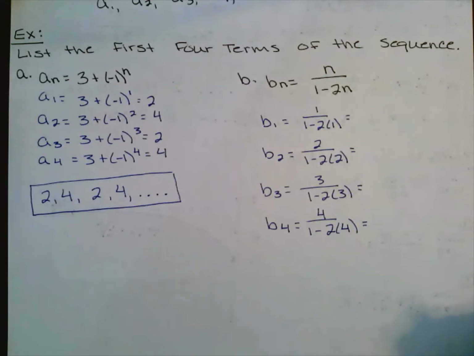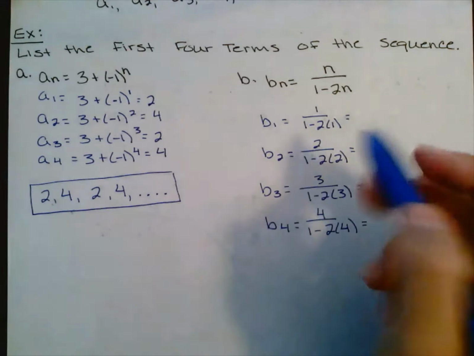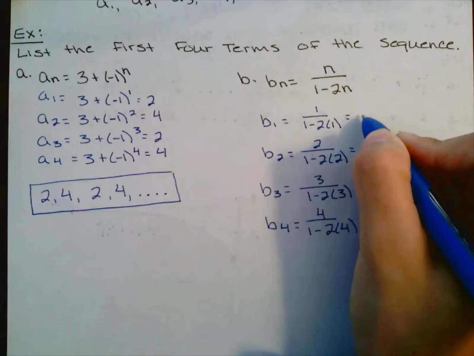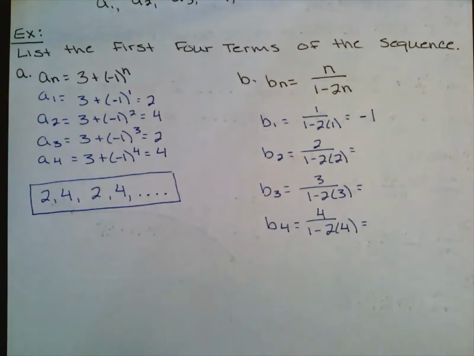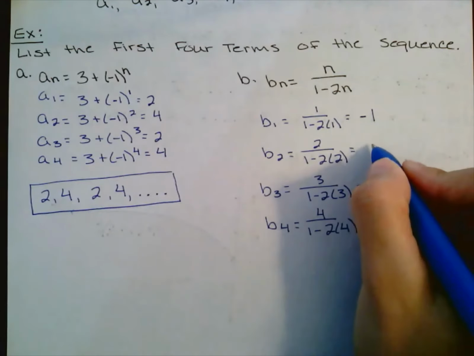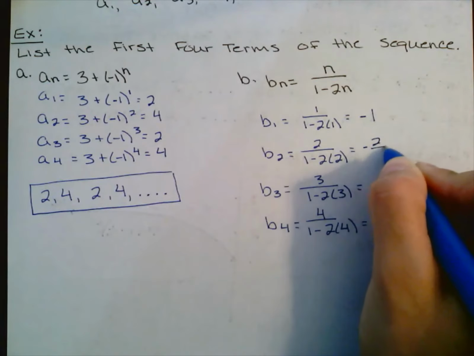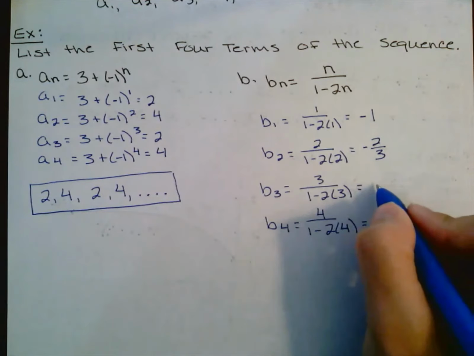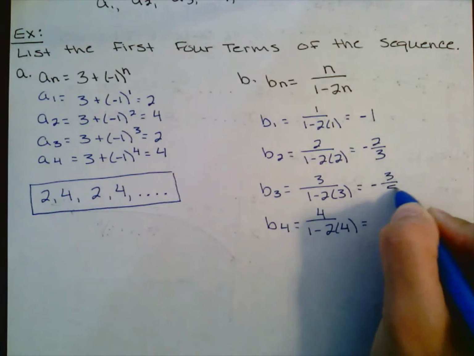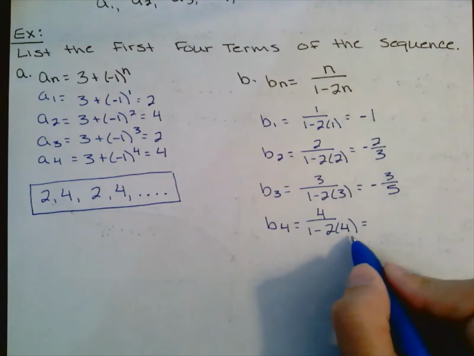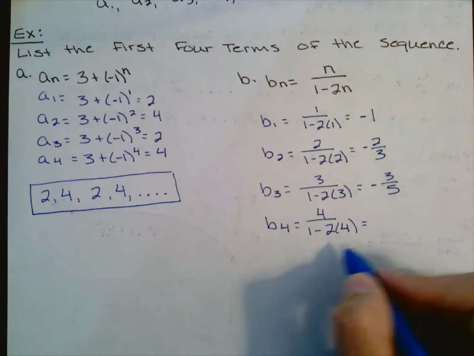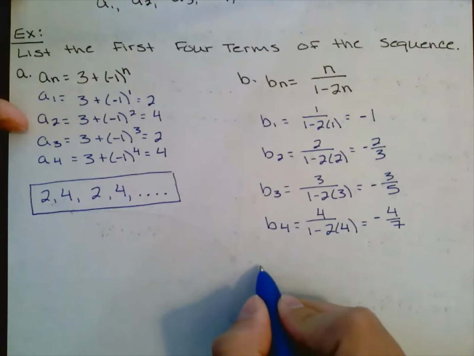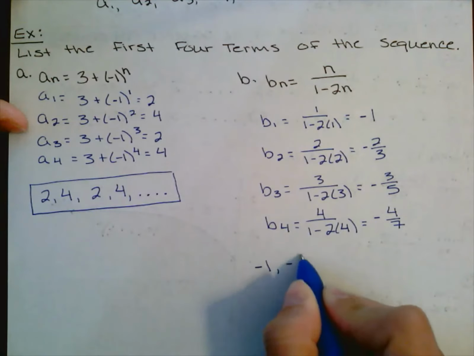All right, now we're just going to solve each of those. So this is 1 minus 2, negative 1, so this is going to give me a negative 1 over 1. 2 times 2 is 4, 1 minus 4, this is going to give me a negative 2 over 3. 2 times 3 is 6, 1 minus 6 is a negative 5, so I have negative 3 over 5. And then I have 2 times 4, which is 8, 1 minus 8 would be a negative 7, so negative 4 over 7. And those are my first four terms. I'll just write them as a sequence.